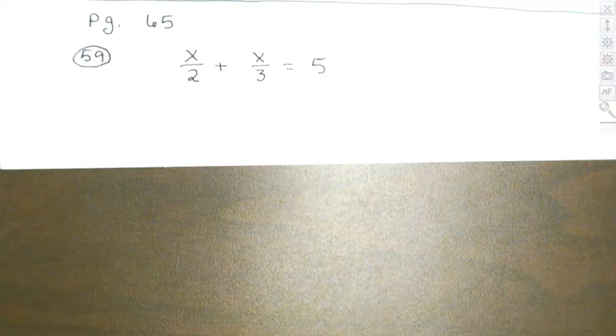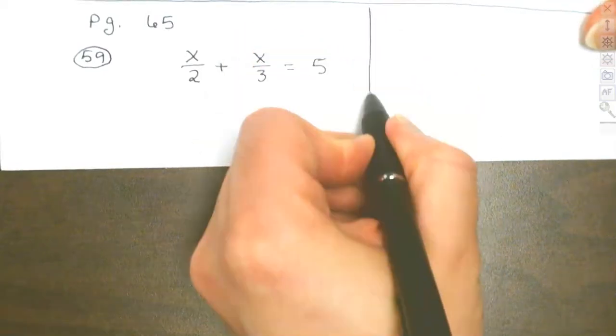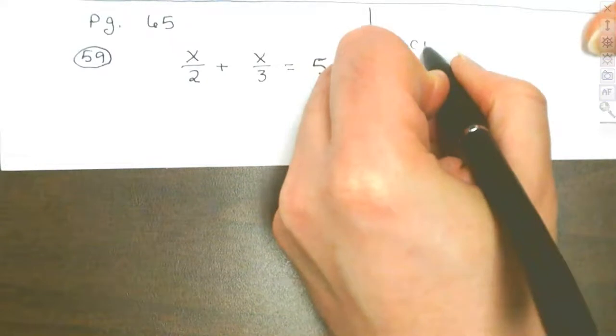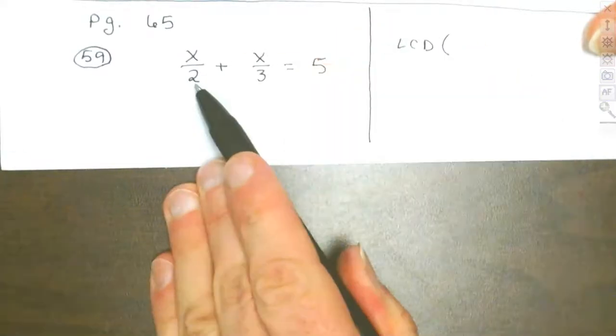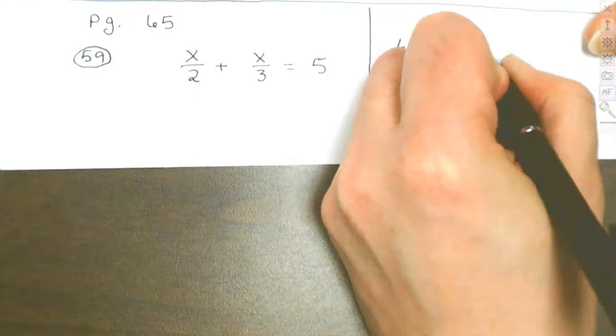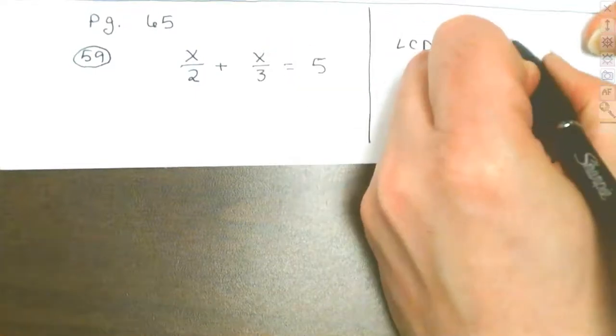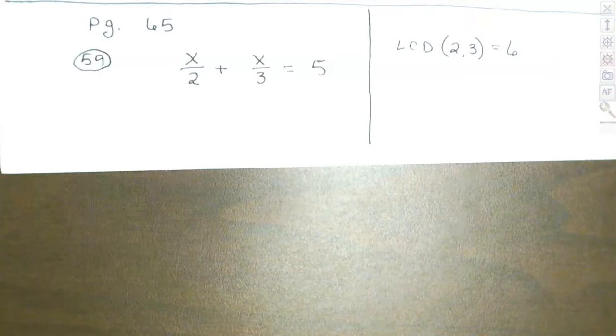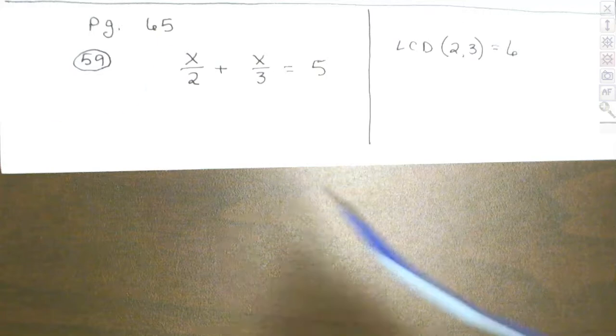How do we clear out the fractions? Well, we look at the least common denominator, the LCD. And the least common denominator of 2 and 3 is going to be 6. Now, why is that 6? Well, does 6 divide by 2 evenly? Yes. Does 6 divide by 3 evenly? Yes. 6 divided by 2 is 3, and 6 divided by 3 is 2. So we're going to use a 6 to clear out all of our fractions.